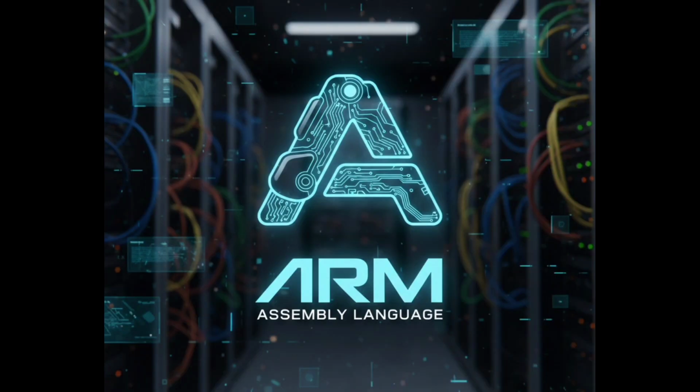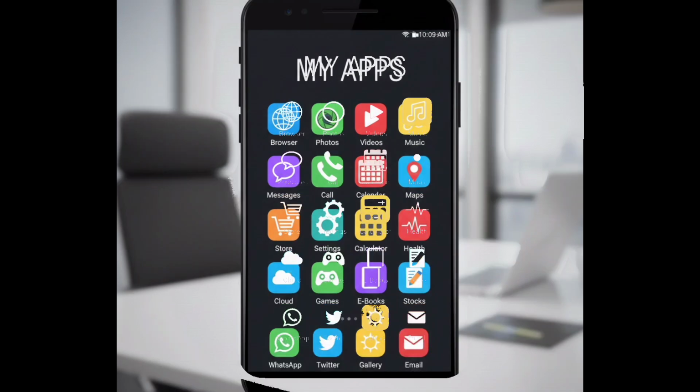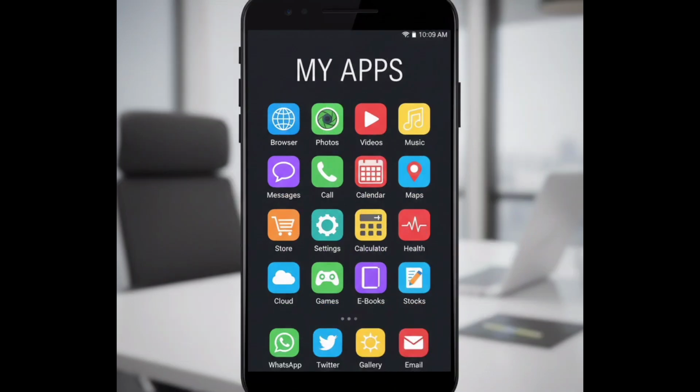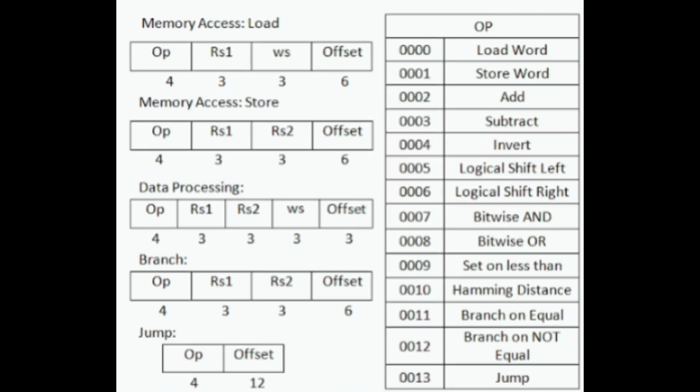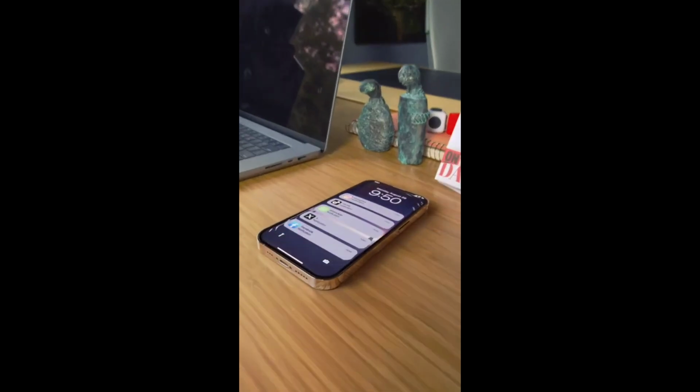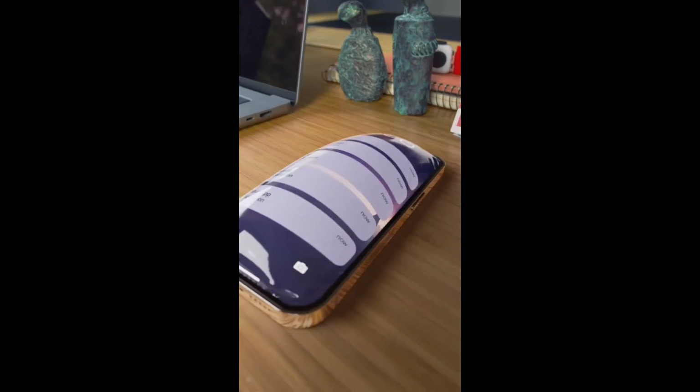Next one is ARM. Everything produced in tablets and phones comes from this. It has the reduced instruction set computer philosophy, known as RISC. It means fast and practical orders. If your phone battery doesn't blow up after watching those TikToks, it's because of this.